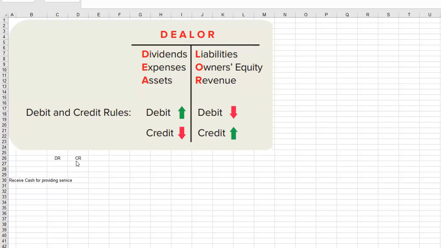Another thing I want you guys to realize is that there's no such thing as debit is good, credit is bad. As you can see, it just matters which account you're in and which side you're in. So let's do an example of a problem here together. So what we have here is we're receiving cash for providing a service.